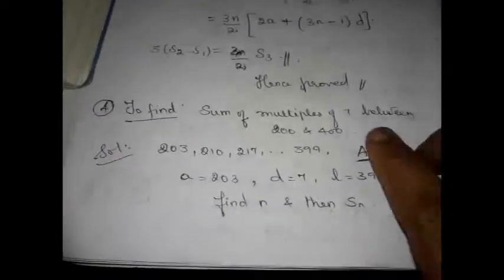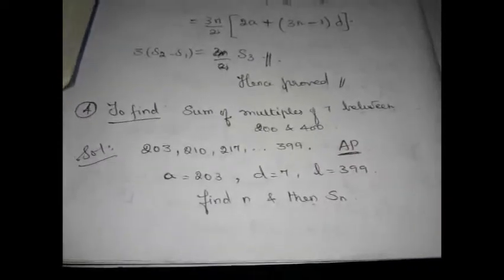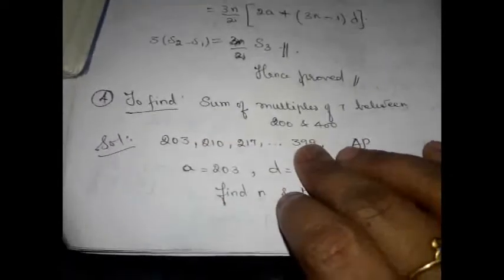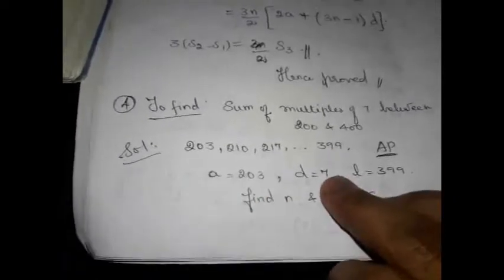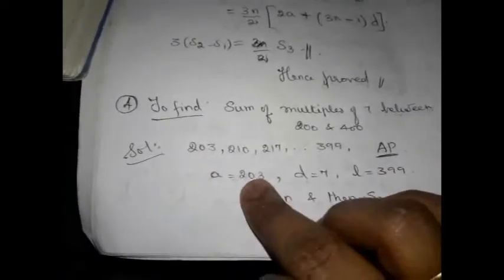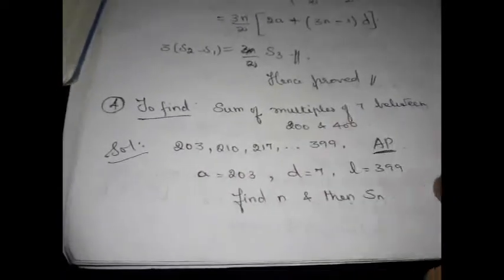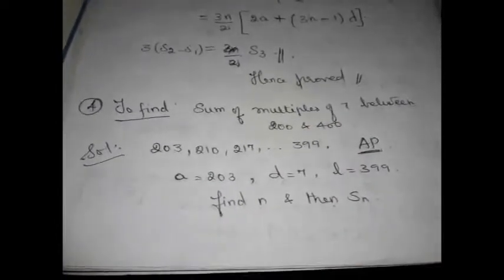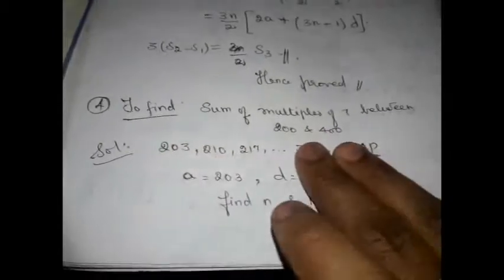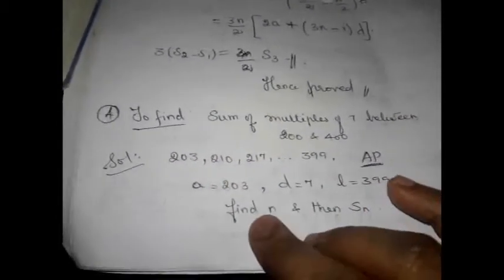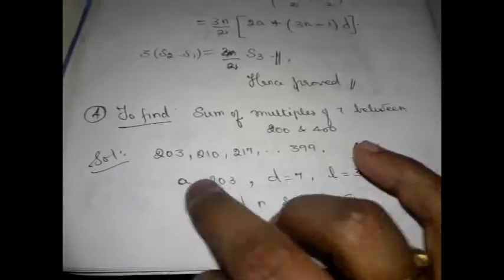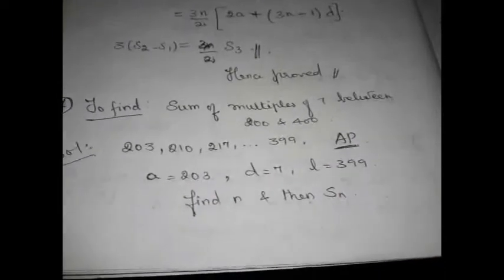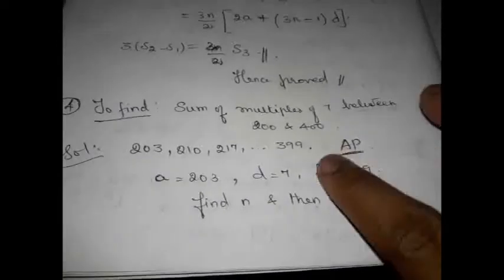Which is 399. So clearly this is an AP, right? With common difference 7, first term 203 and last term 399. They asked you to find the sum of all these numbers. In order to find Sn, we need to know what our n is first, right? You can very well find your n, using your last term.